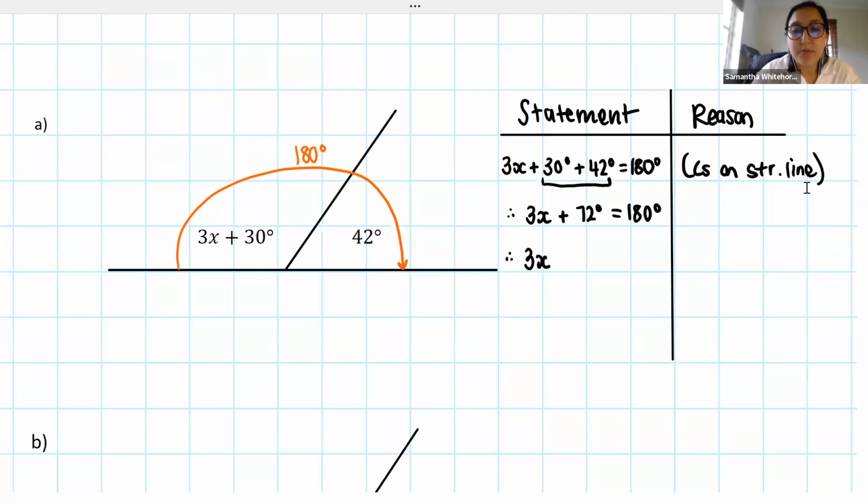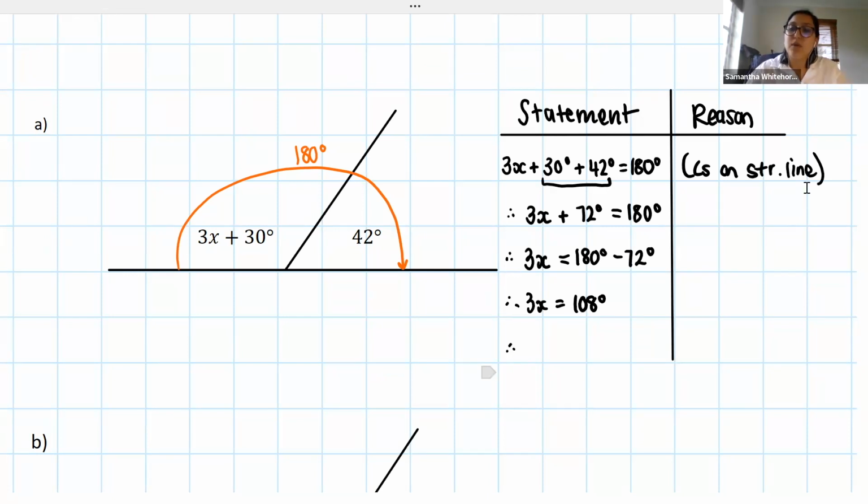Using my inverse operation, so this is now all the algebra that we're just using. Inverse operations tells me to take 180 minus 72 degrees, and so 3x is equal to 108 degrees. Can I do maths? Yes, I can. Had a bit of a panic there, that's fine.